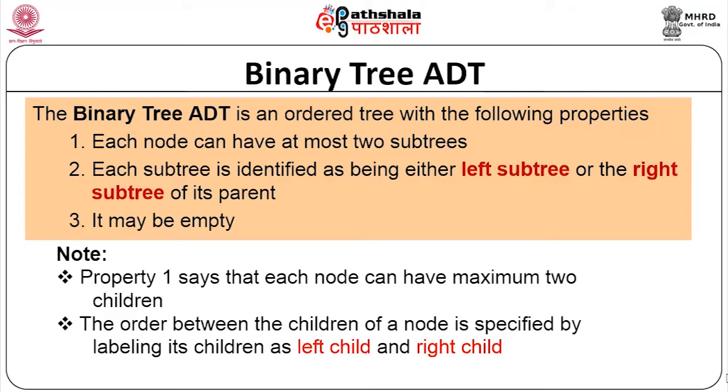So, here we are going to define a binary tree ADT a little more formally. The binary tree ADT is an ordered tree with the following properties. Each node can have at most 2 subtrees, and each subtree will be identified specifically as a left subtree or a right subtree, and each of the subtrees, or the original binary tree itself, may be empty. Now, what does this mean? Property 1 says that each node can have at most 2 children, and the order between the children of a node is specified by labeling the children as a left child and a right child. So, this is the basics, we are just repeating it and emphasizing that.